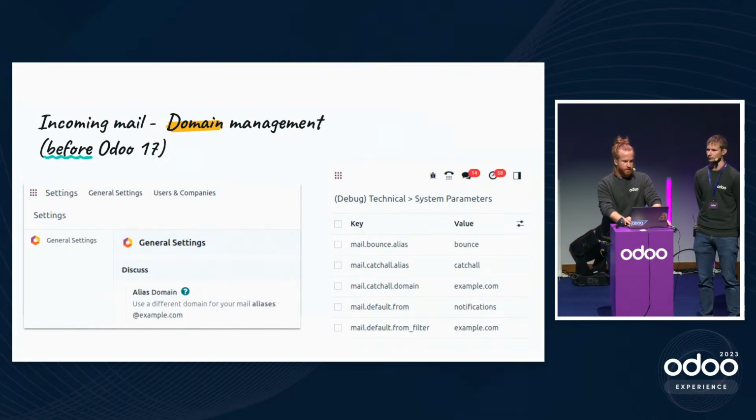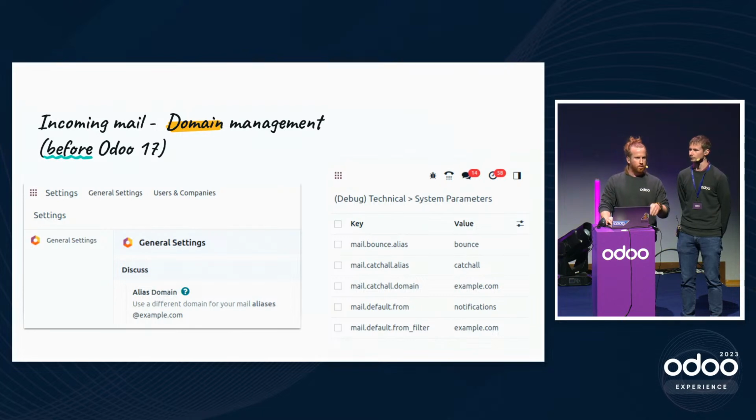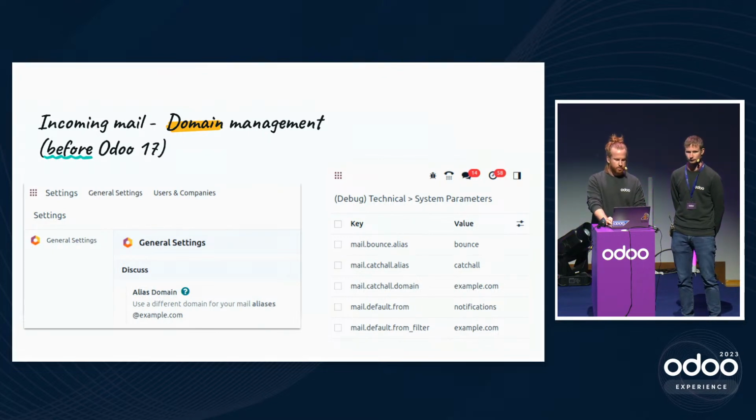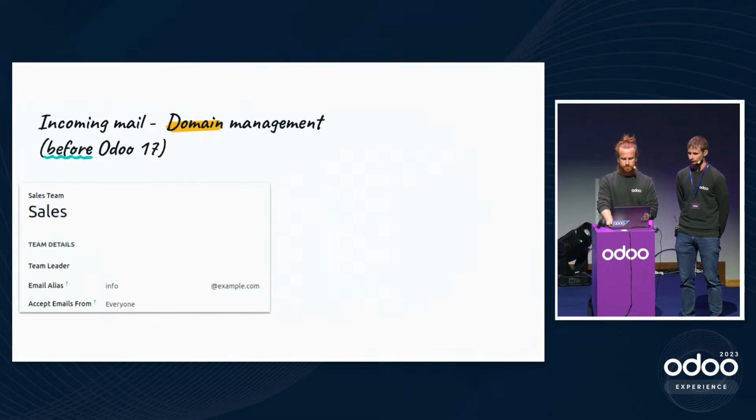So before Odoo 17, you could simply add your domain, and this domain on the general settings will be set for all your database. If you go into your system parameters under technical, so you need to be in debug mode, you could see that the mail catchall domain was created with the domain you put in the general settings. For the notification system, we added the mail default from filter. I will explain it after. But if you change your mail domain, you need to have this from filter matching the mail catchall domain. So you will need to go to the system parameters.